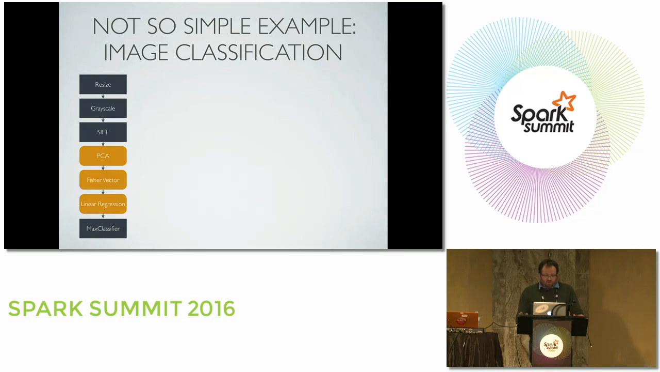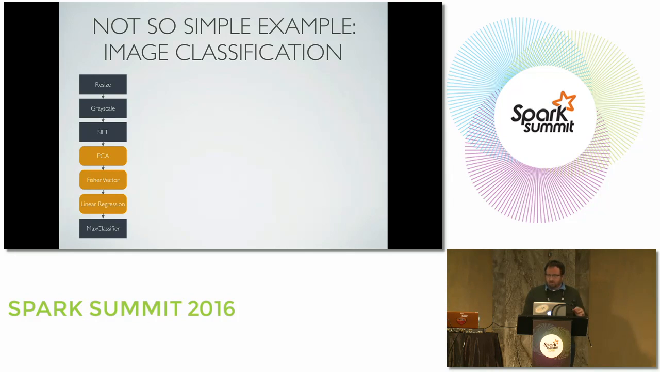So great. So here's a not-so-simple pipeline for image classification. This looks a bit similar to the one I showed you before, but there are some notable differences. Again, we're going to do some domain-specific pre-processing on our images. We're going to resize them. We're going to convert them to grayscale because in this pipeline, we don't care about color information.